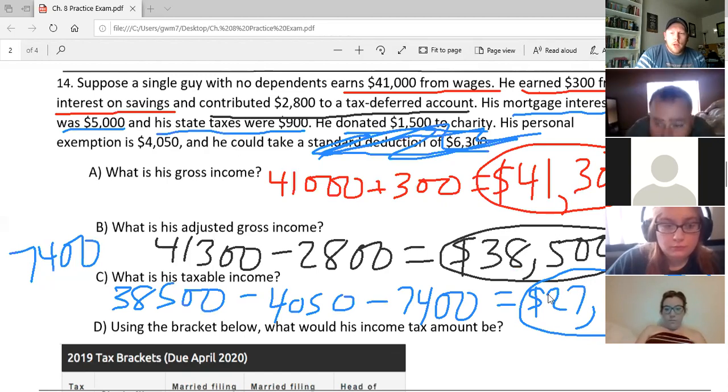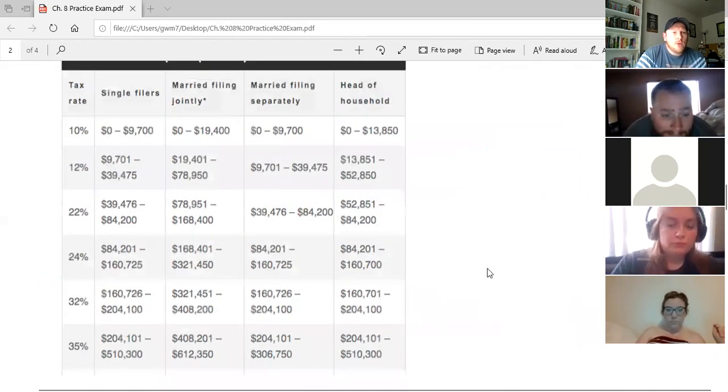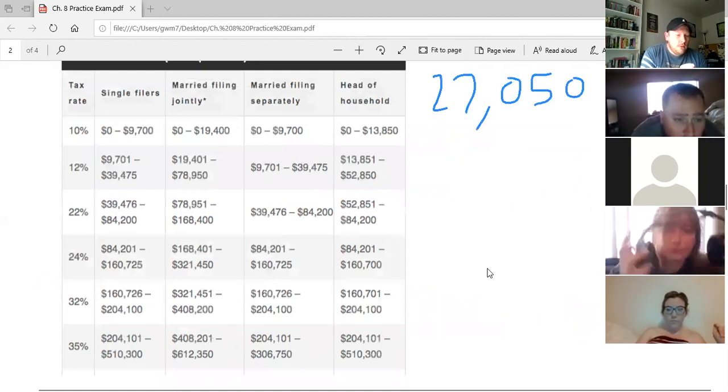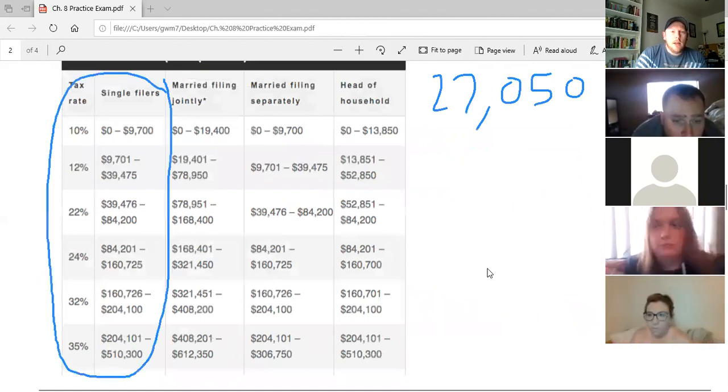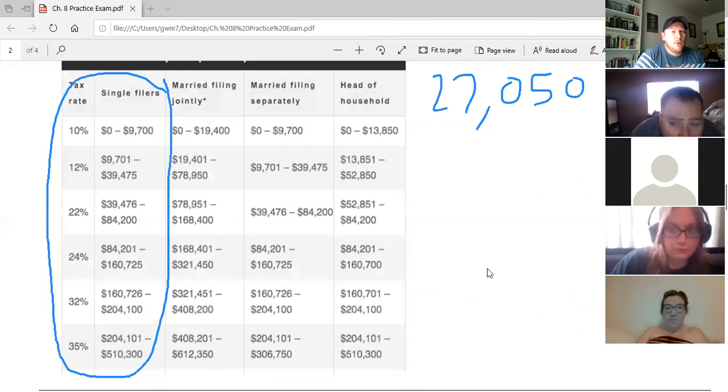So we know the taxable income. We'll use the bracket to find the percent amounts. So it was 27,050. The first thing that we need to know is which column he's in. He had no dependents and he's single, so he's going to use single filer.